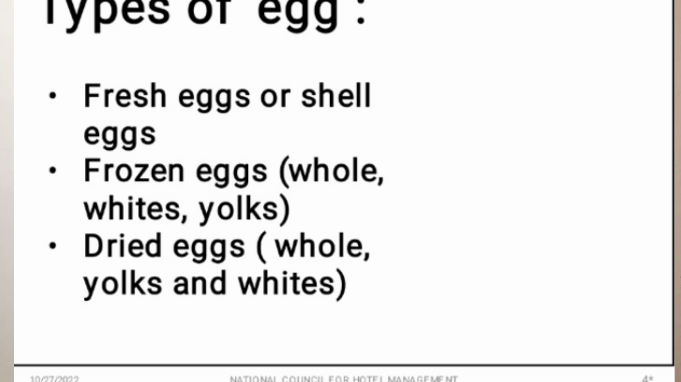So it is always better to use fresh eggs, but there is no other choice on cruise liners and luxury ships. It is very difficult to carry shell eggs or fresh eggs, so they purchase eggs in cans which are frozen.